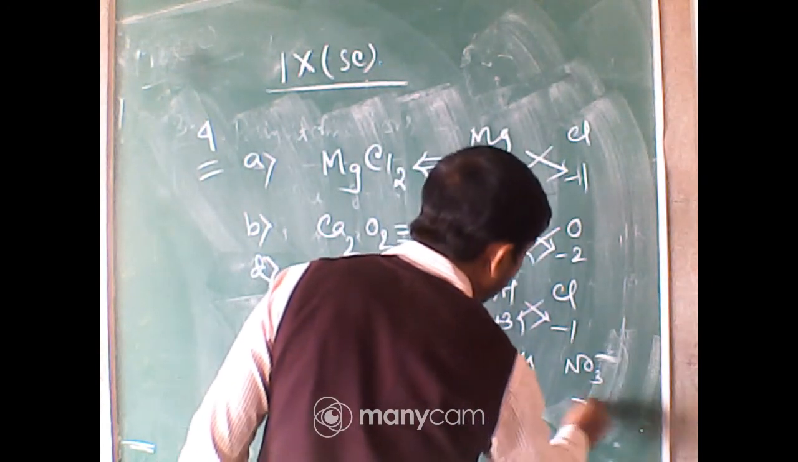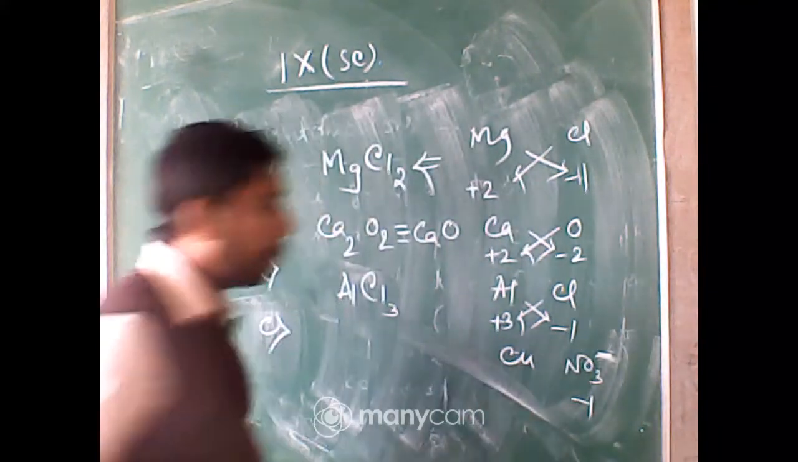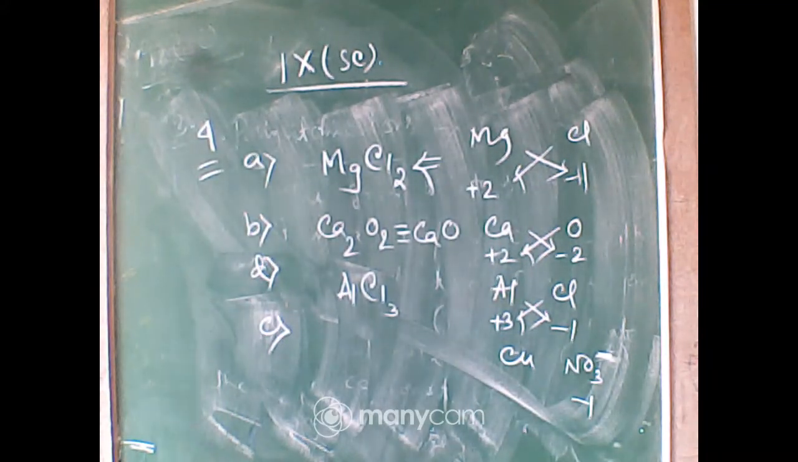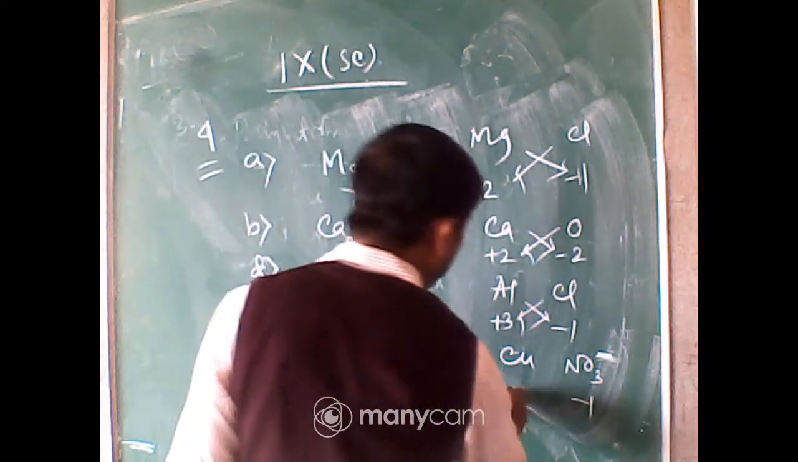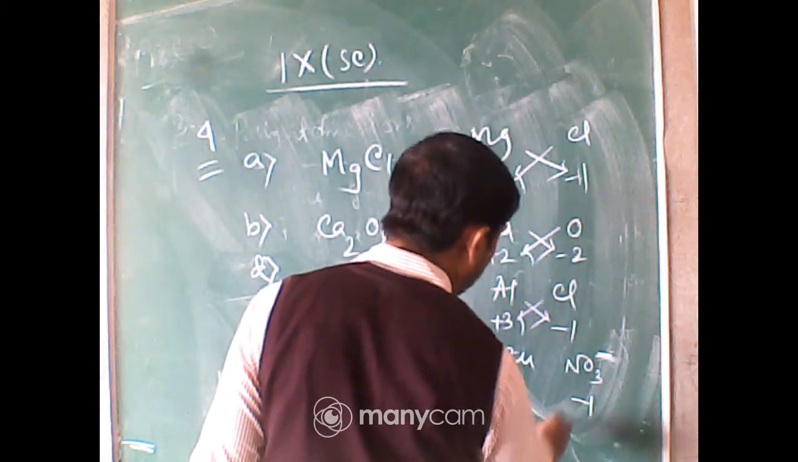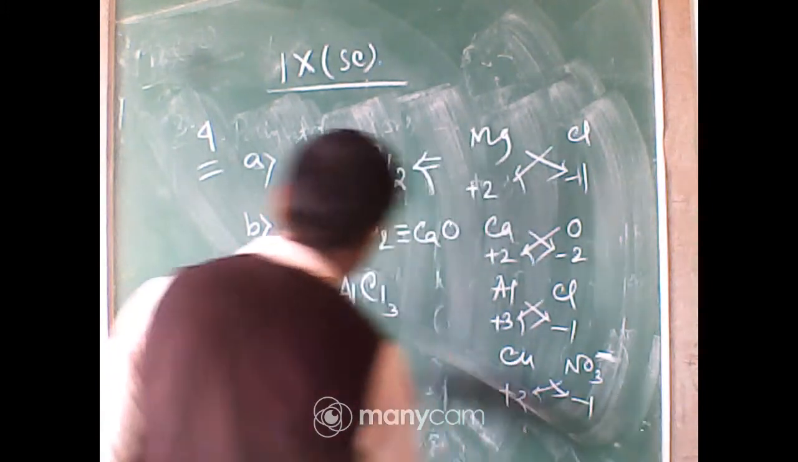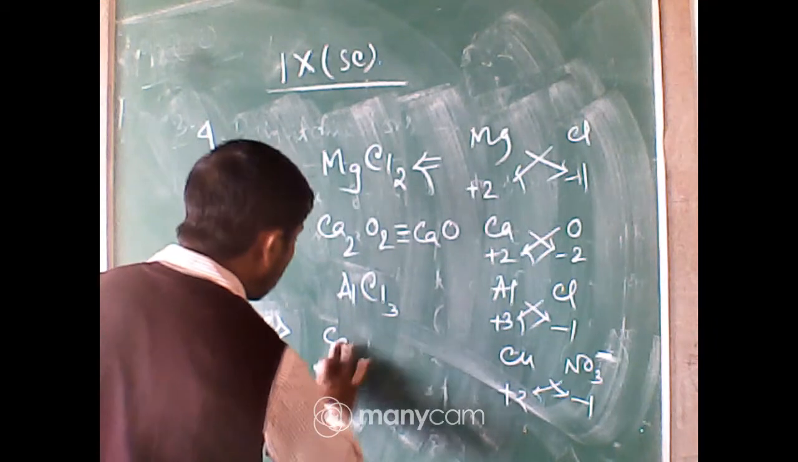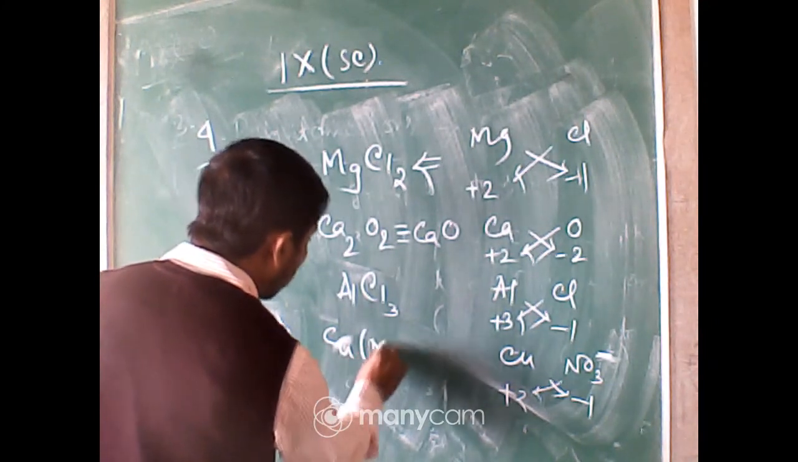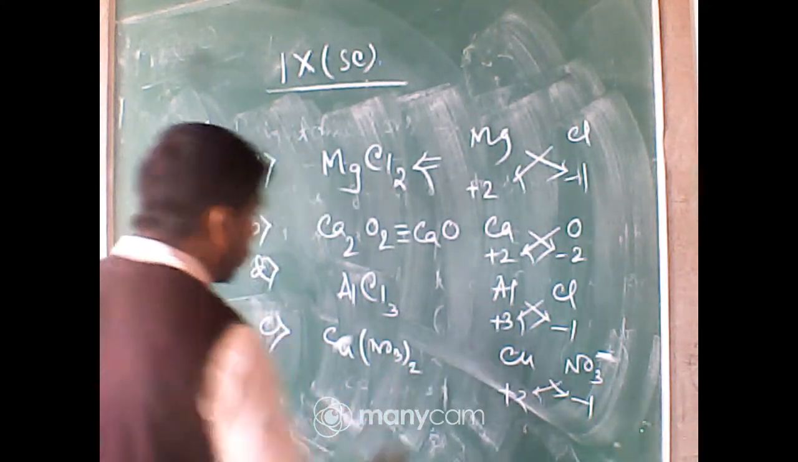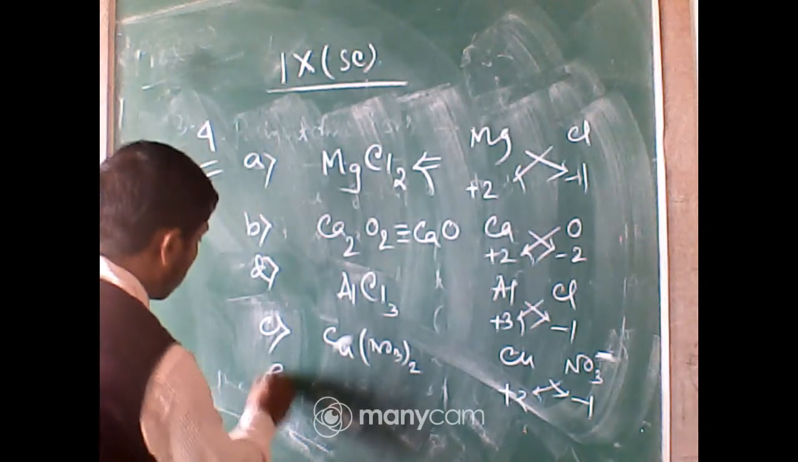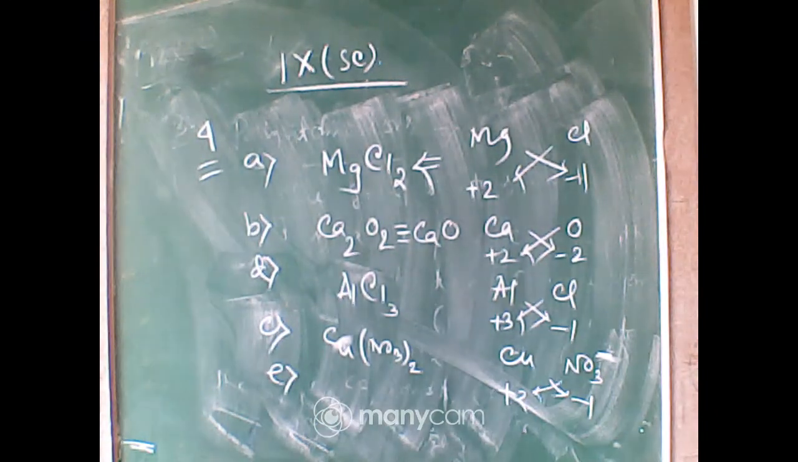Now NO3 is -1. Copper shows variable valencies, so here copper is taken as +1 because the +1 state is more stable. So it is Cu(NO3) whole twice. Number E is calcium carbonate.